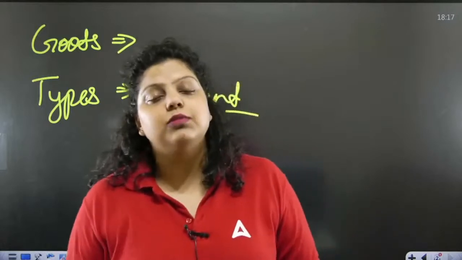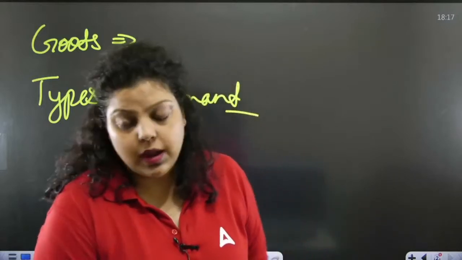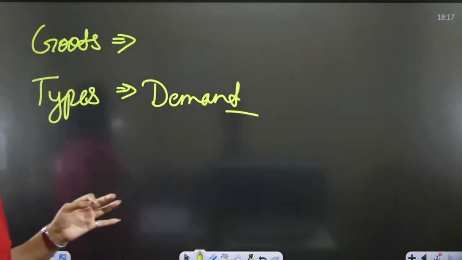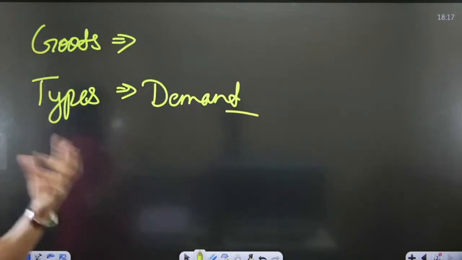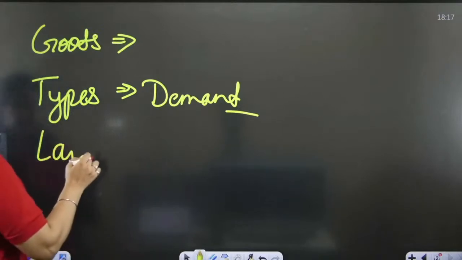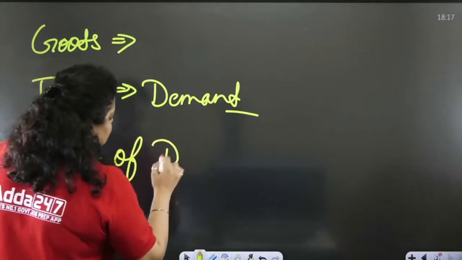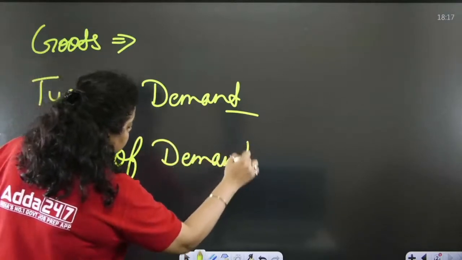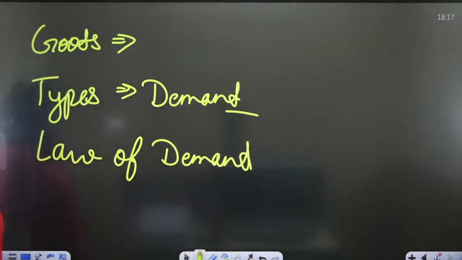So these are the types of demand that are available in the market. We have discussed the types of demand with examples. Then we have completed the law of demand. So what is the law of demand and what relationship is introduced by the law of demand, that we have seen.